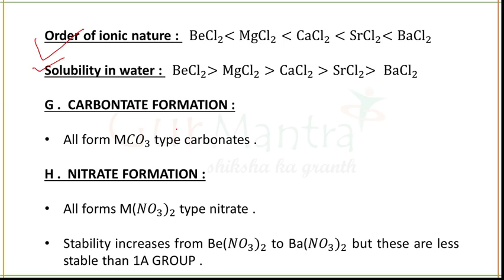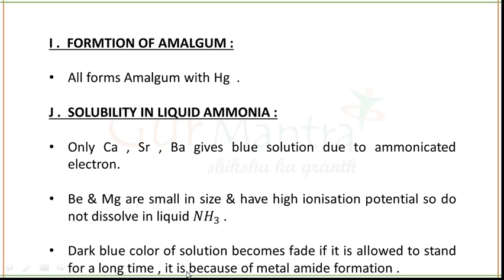Next is the nitrate formation. Alkaline earth metals form M(NO3)2 type nitrates. M is your alkaline earth metal. Stability increases from Be(NO3)2 to Ba(NO3)2, but these are less stable than the group 1 nitrates. Next is the formation of amalgam. When you talk about the formation of amalgam, all the elements of group 2 show the formation of amalgam with mercury. Next is the solubility in liquid ammonia.